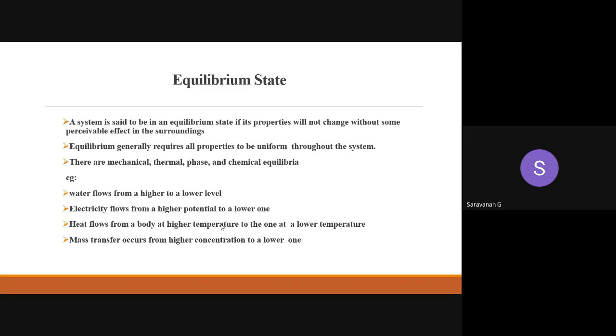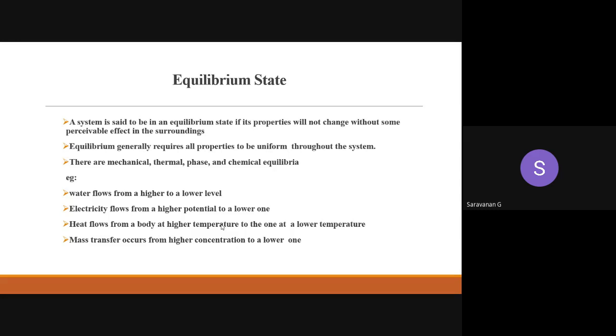The system is said to be in thermodynamic equilibrium if it satisfies all three: mechanical equilibrium, thermal equilibrium, and chemical equilibrium, which includes phase change. A thermodynamic system is said to be in thermodynamic equilibrium if it satisfies all three: mechanical equilibrium, thermal equilibrium, and chemical equilibrium.